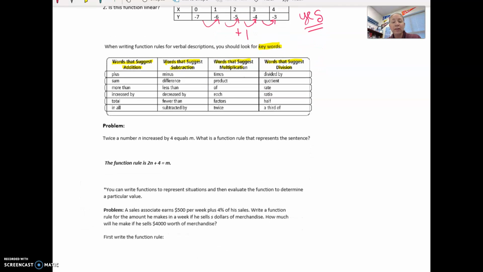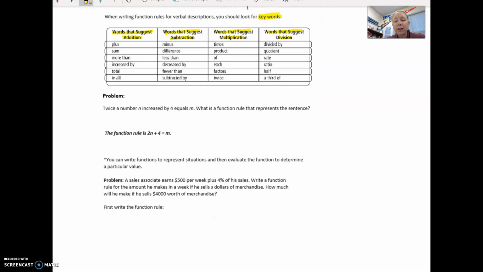So if we look here at this problem, they give us something verbally and they want us to write a function rule to represent that sentence. So right here it says twice a number n increased by 4 equals m. So we want to translate that into a function rule, into symbols. So we could rewrite that as 2n + 4 = m. So we can write functions to represent situations and then evaluate the function to determine a particular value.